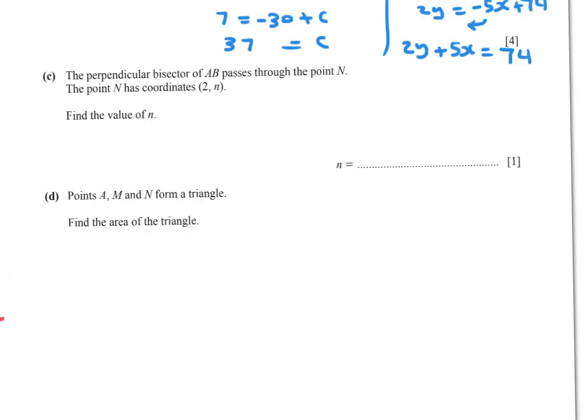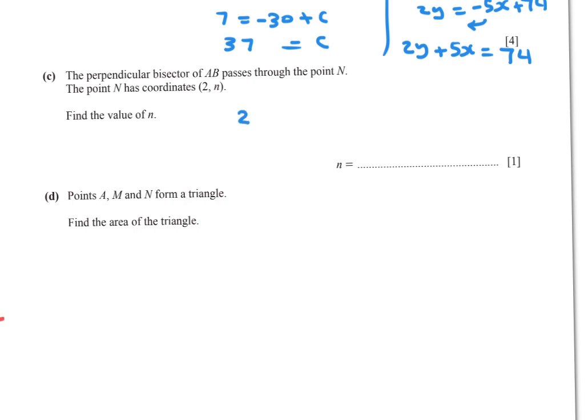Now see, the perpendicular bisector of AB passes through the point N. The point N has coordinates 2 and n. Find the value of n. So we can put x equal 2 by substitution. Put x equal 2 and y equal n to find n.